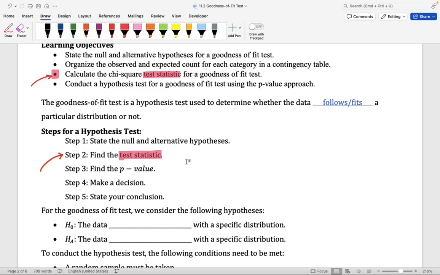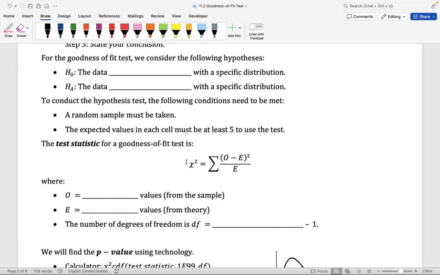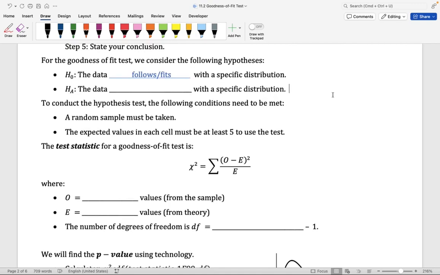Now, for the goodness of fit test, the null hypothesis is always going to state that the data follows or fits with a specific distribution. So you can think of this as, here we would say, we don't have sufficient evidence to say that the data that we're looking at doesn't fit or follow the known distribution. Now, the alternative is going to challenge that statement.